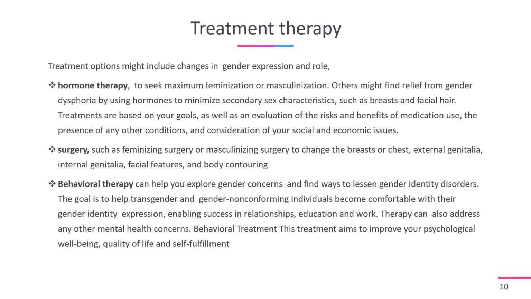First, hormone therapy. It seeks maximum feminization or masculinization. Others might feel relief from gender dysphoria by using hormones to minimize secondary sex characteristics such as breast and facial hair. Treatment are based on your goals, as well as an evaluation of the risk and benefits of medication use, the presence of any other conditions, and consideration of your social and economic issues.